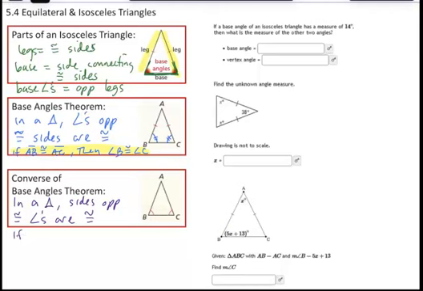So this is saying that if you have congruent angles, so if angle B and angle C are congruent, then the conclusion you can draw is that sides AB and AC would be congruent to each other also.